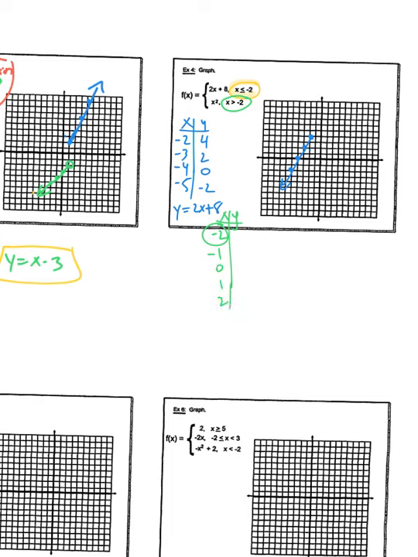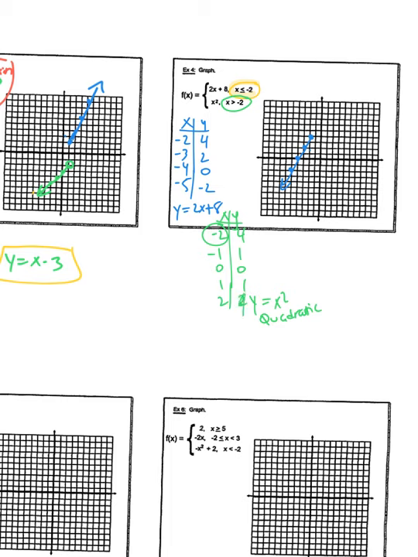This time I'm plugging into y equals x squared, and that is a parabola. That's a quadratic. So I'm expecting part of a parabola. I'm going to plug them into y equals x squared. So this is going to give me positive 4, positive 1, 0, 1, and 4.